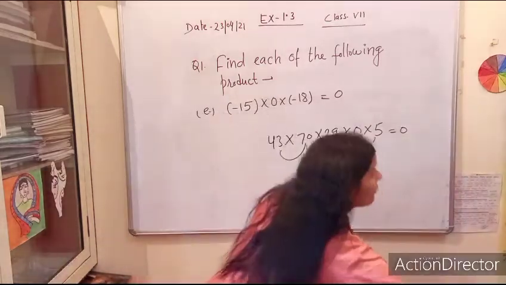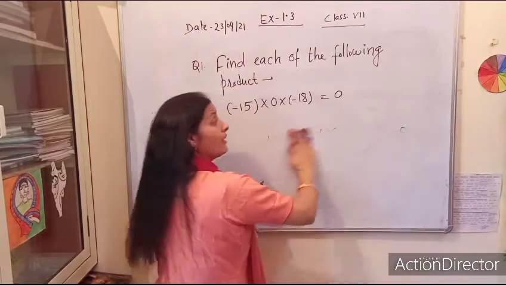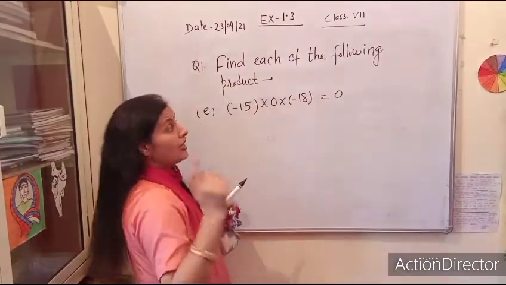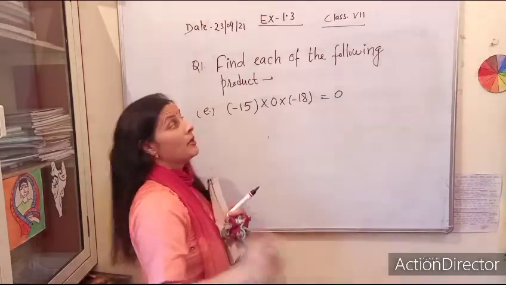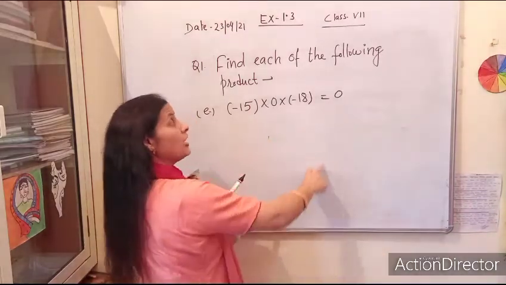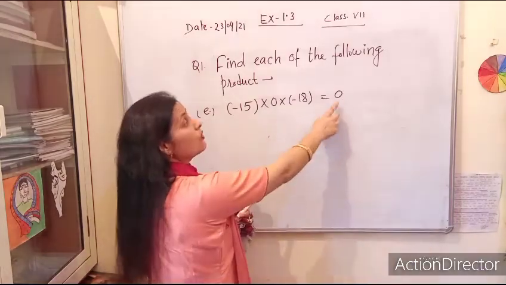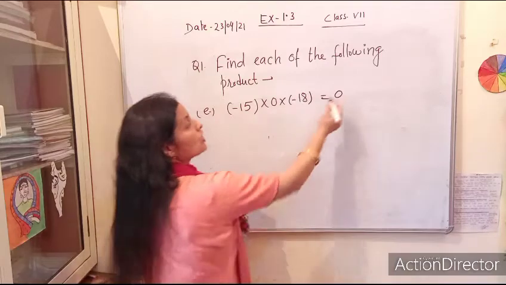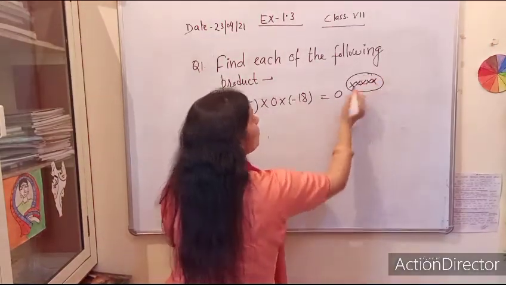Okay, so there are different situations. What we learned in addition or subtraction: if we add 0 to or subtract 0 from any integer, the answer always remains the same. But in multiplication, if we multiply 0 with any number or integer, our answer is always 0. This is also a 5-star point for you, and you have to follow it.